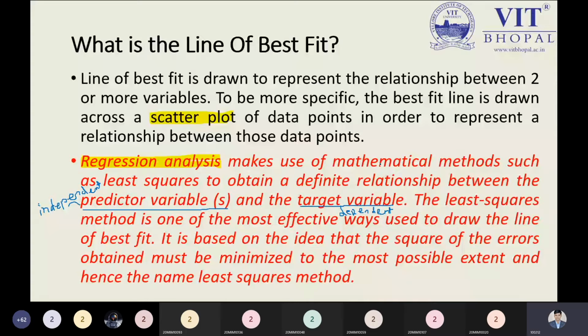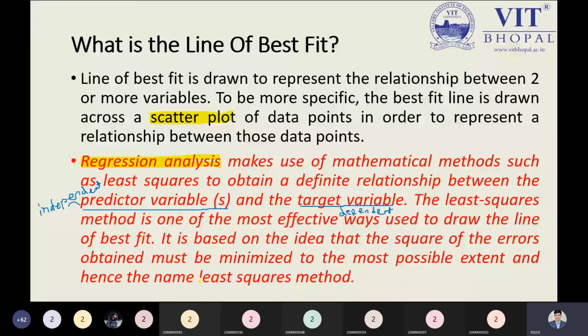The least square method is a simple method by which we can find the most effective way to draw the best fit line. It is based on the idea that the sum of the squares of the errors obtained must be minimized to the greatest possible extent, and hence we have the name least square method. So this is the definition, this is the idea about the least square method. I'm highlighting this point over here properly.